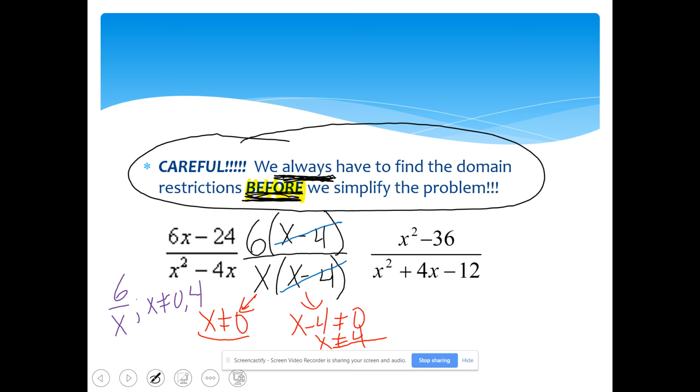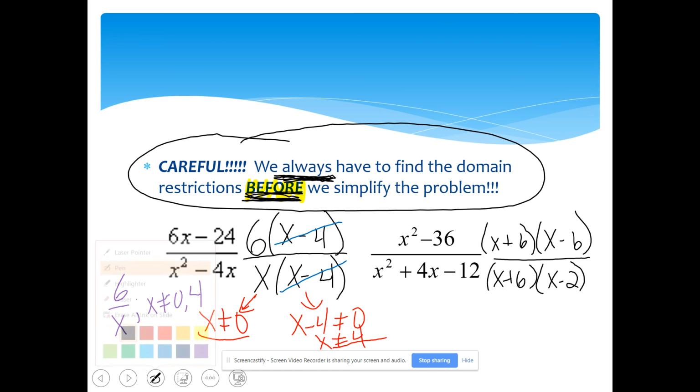All right, the second example, x squared minus 36. Is there a common factor that I can reduce by? No. So can I factor this? Yes. It's the difference of squares. We have x plus 6 and x minus 6. On the bottom, is there a common factor we can reduce the whole thing by? There is not. So we need the factors of negative 12 that add to positive 4, which are positive 6 and negative 2.